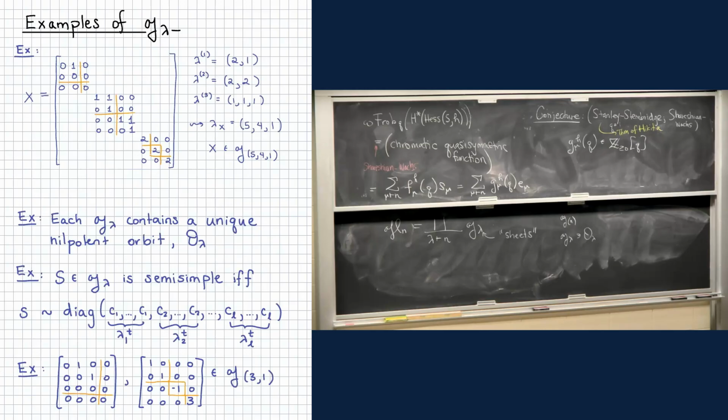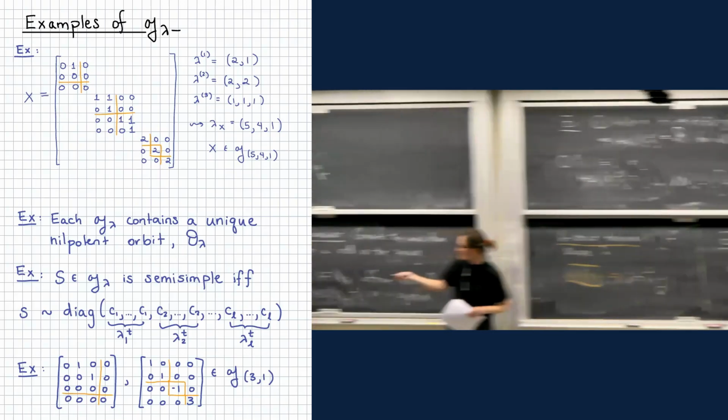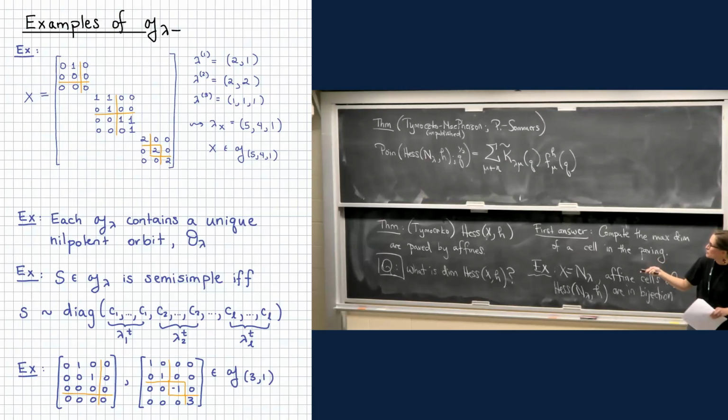So, okay, I have some examples of sheets here, but I'm a little out of time. If you have a general matrix, you can look at its generalized Jordan blocks. Those determine some partitions. You add up all the parts of those partitions and it tells you what sheet you belong to. So this is a very combinatorial, systematic way of keeping track of orbits using their generalized Jordan blocks. Okay, so every sheet contains a unique nilpotent orbit.